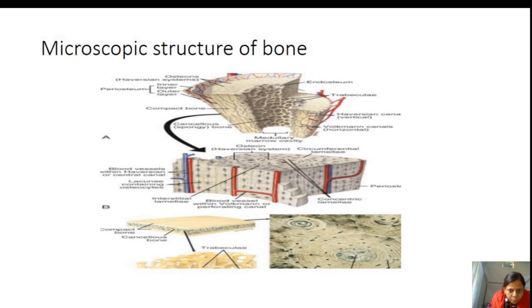This osteocyte is a matured bone cell. There are 4 types of bone cells. Progenitor cell, from which the actively secreting cells such as osteoblasts are formed. And osteoblast matures into osteocyte, and replacement of old bone by new bone takes place, and that removal of old bone is carried out by another type of cells called osteoclast. So this is the structure of the bone. Thank you.